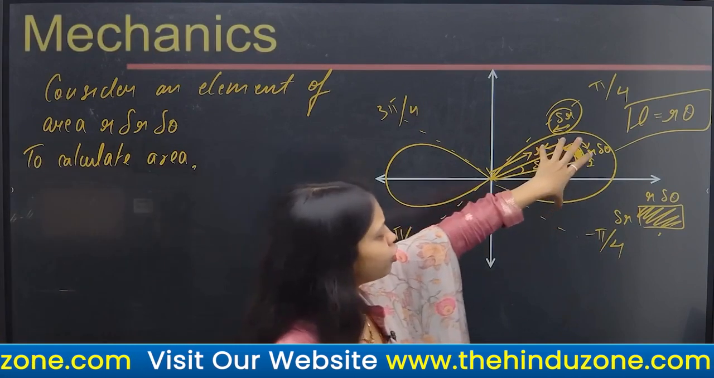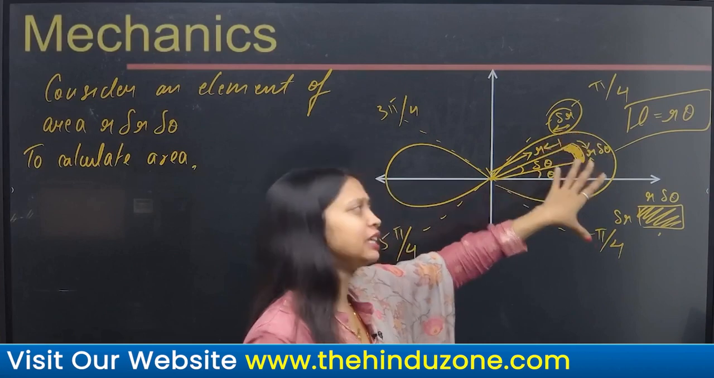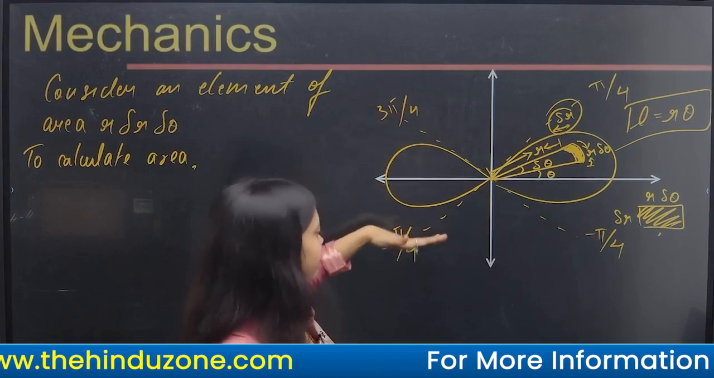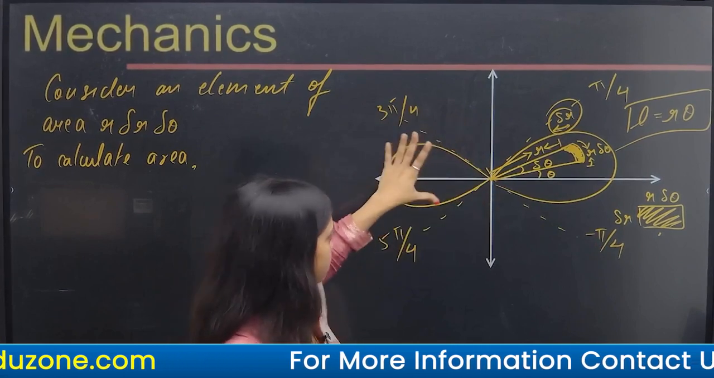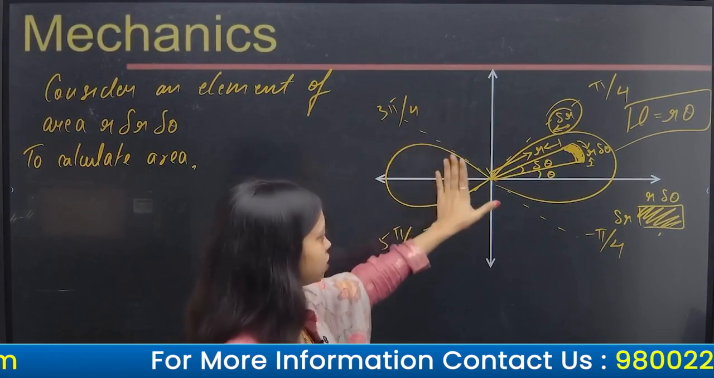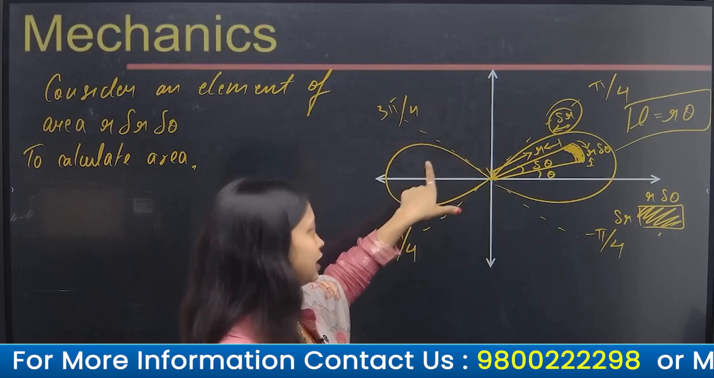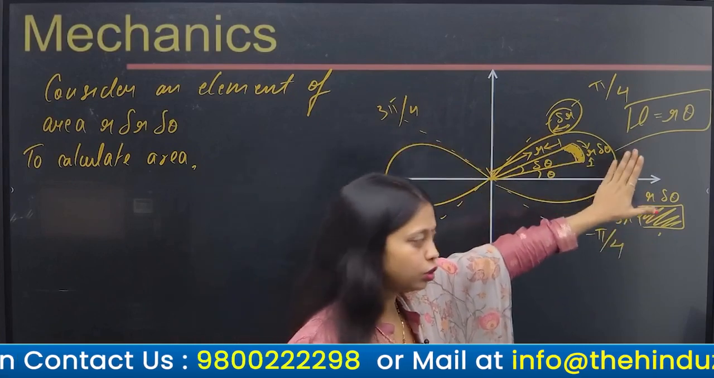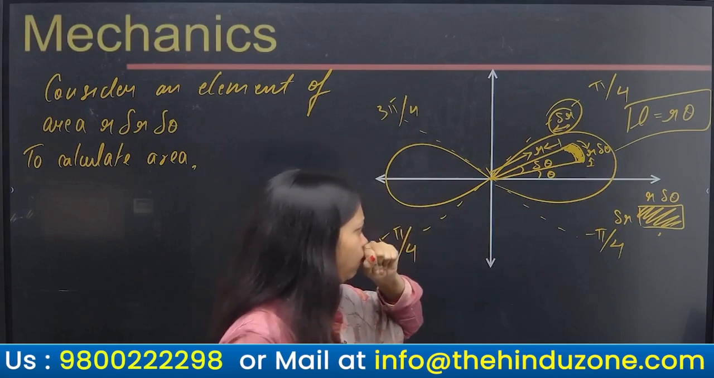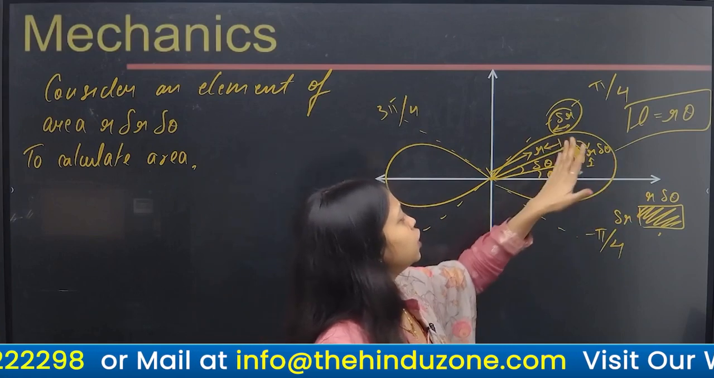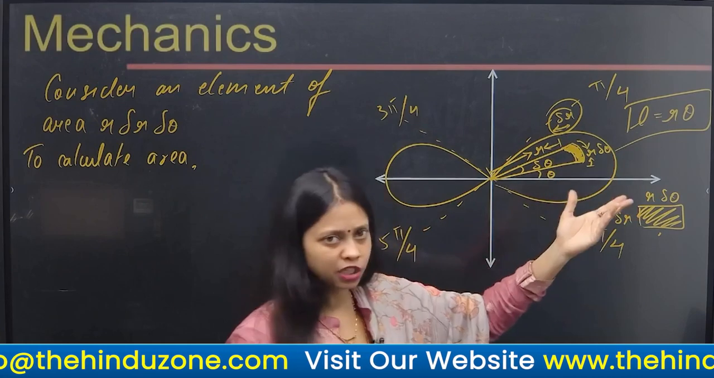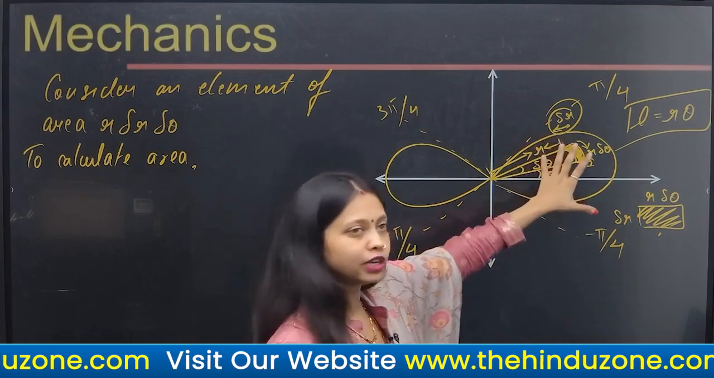I can calculate the area for only this one loop. You can try for these limits, 3 pi by 4 to 5 pi by 4. You can take the element over here, exactly the same, so you will get just two times this. So I can just multiply by 2 and let's try to find the area of this.